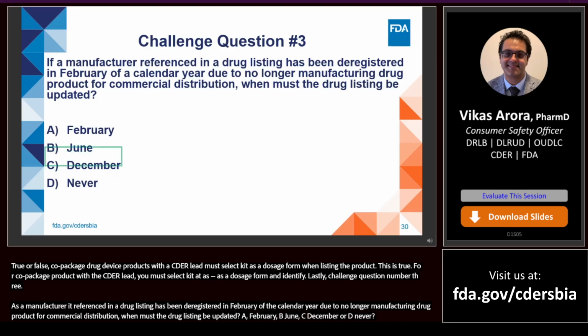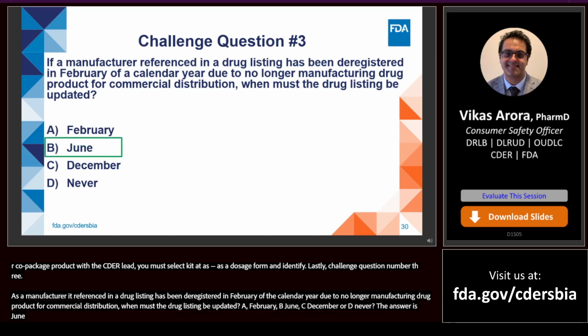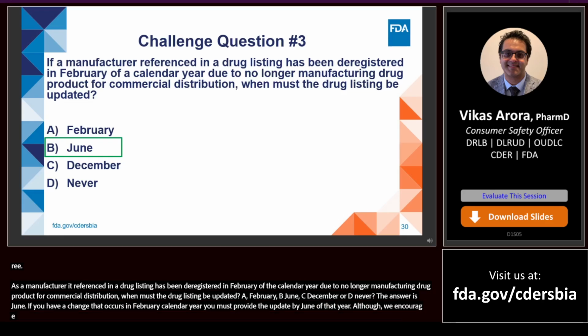And the answer is June. If you have a change that occurs in February of the calendar year, you must provide that update by June of that year. Although we encourage an update to a drug listing to be made as soon as possible and to not wait until the June requirement.